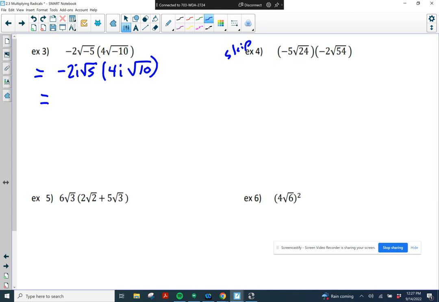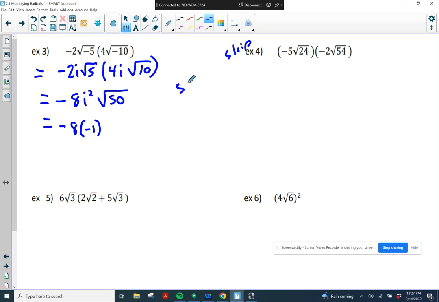Okay? So we're going to switch the order. Negative times positive is a negative. 2 times 4 is 8. I times I is I squared. Square root of 5 times the square root of 10 is the square root of 50, because 5 times 10 is 50. Then we're going to use the fact that I squared is negative 1.